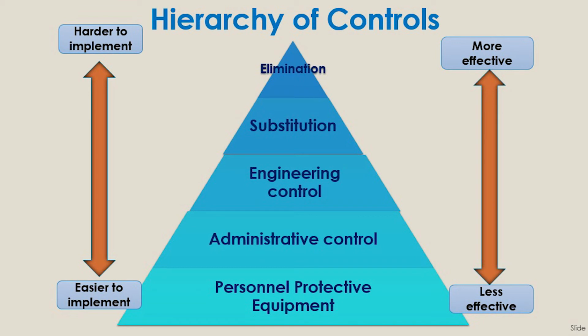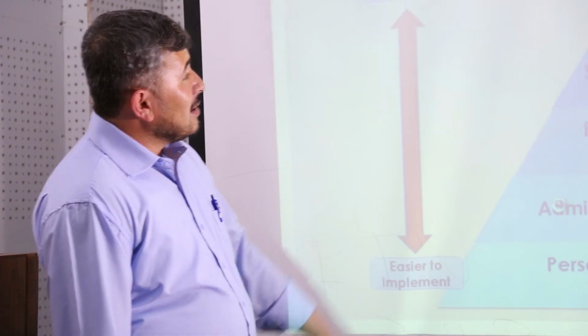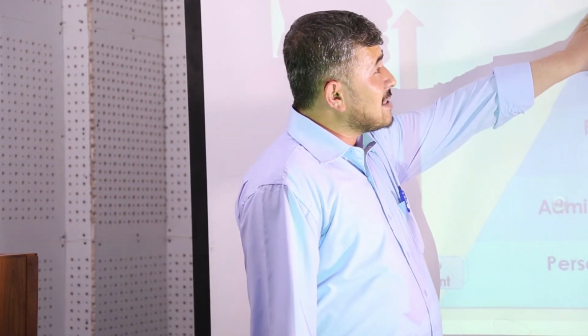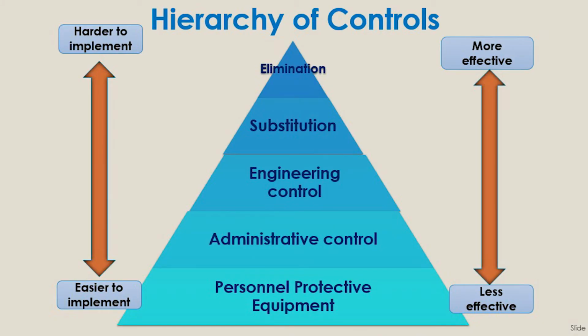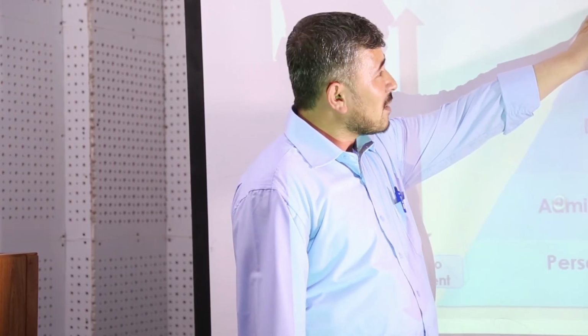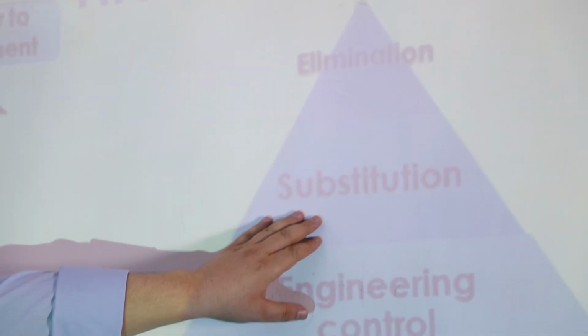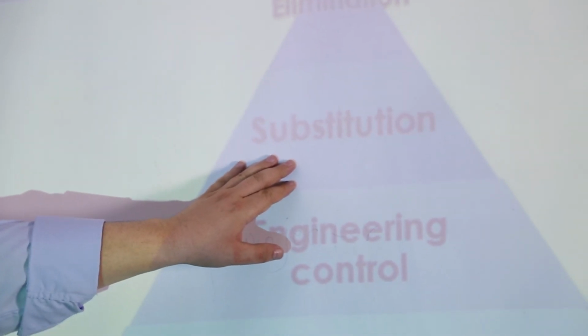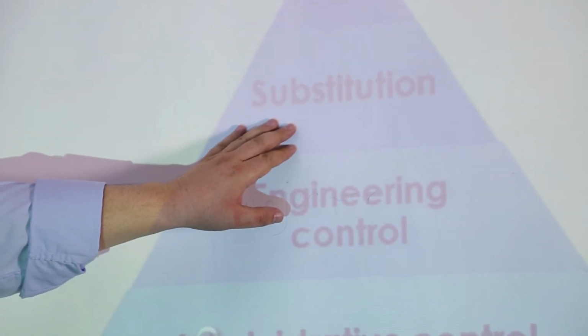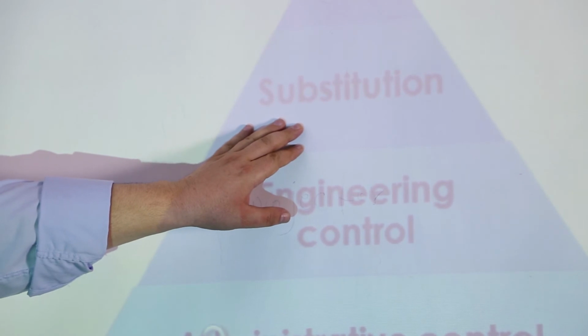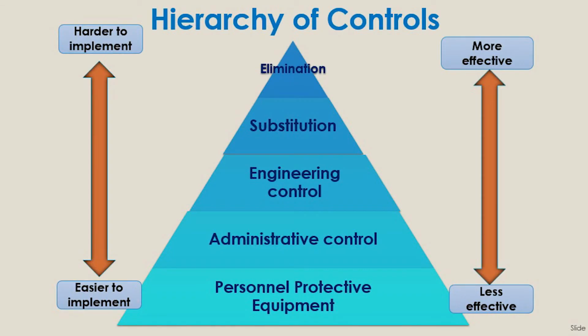Please check your answer with the real situation. The elimination is the most effective one in controlling the risk inside the lab. So it means we will not work with the hazard. The second one is substitution, changing or replacing the methods or biological material.